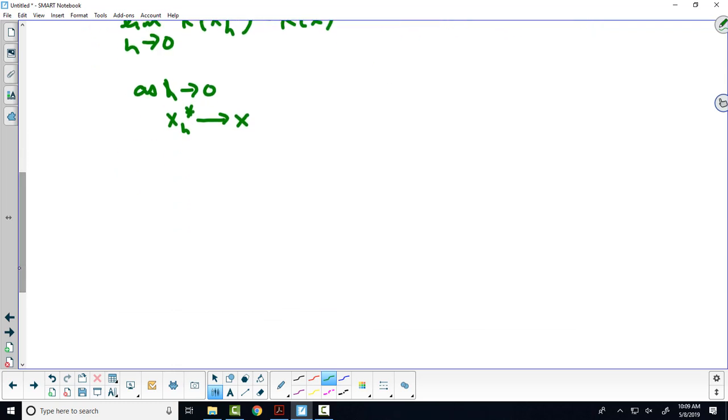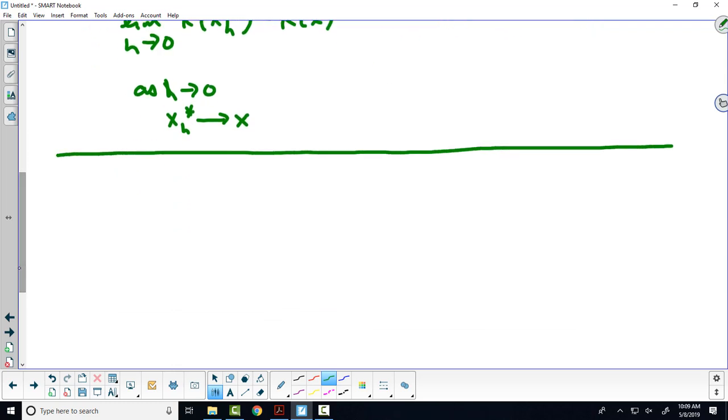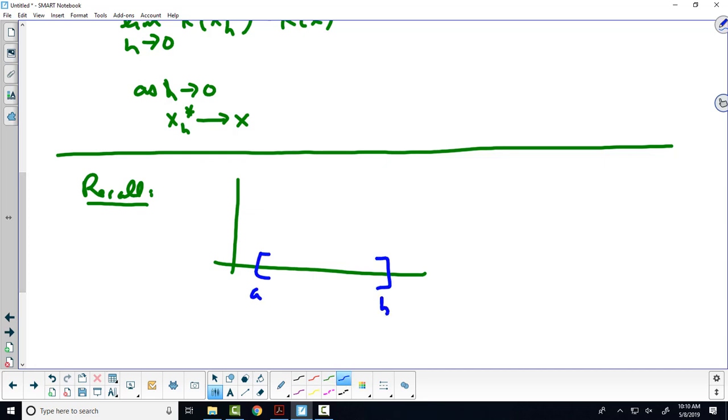The next thing I want to do, I have one more thing to remind you of before we actually do the proof. We had this idea right here. If I have a function on a, b, and maybe here's my function, and it behaves, I don't know, maybe something like that, then this function has a max on this interval. Where is it?